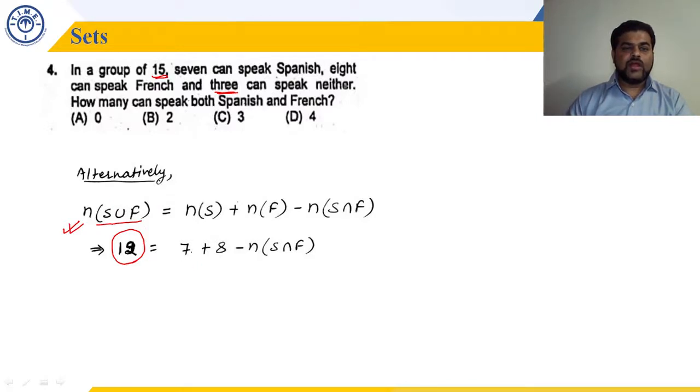Okay, and the number of people who speak Spanish is 7, the number of people who speak French is 8, the number of people who speak both, that we don't know, that we have to find. So if we solve this equation, I will get the number of people speaking both the languages is 3. Okay, I hope this question is clear to you. Let us move ahead.